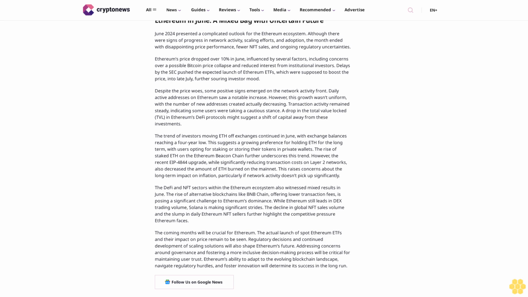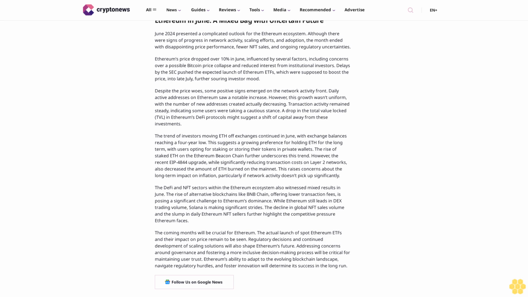The coming months will be crucial for Ethereum. The actual launch of spot Ethereum ETFs and their impact on price remain to be seen. Regulatory decisions and continued development of scaling solutions will also shape Ethereum's future. Addressing concerns around governance and fostering a more inclusive decision-making process will be critical for maintaining user trust.